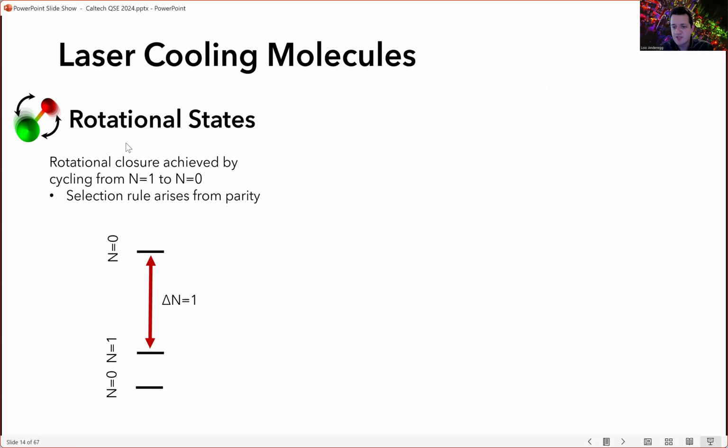Thankfully, there are selection rules that we can make use of here. And this means that we can basically cycle photons from the n=1 ground state to the n=1 excited state. And because of this delta n=1 selection rule that arises from parity, the molecules will always decay back to the n=1 state. And this allows us to be rotation closed and not worry about decays to other rotational states.